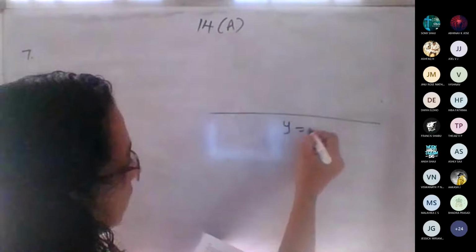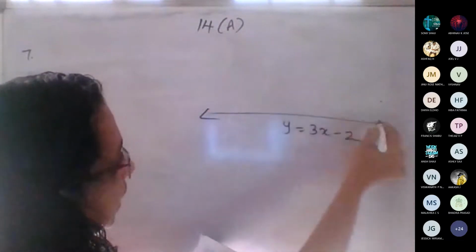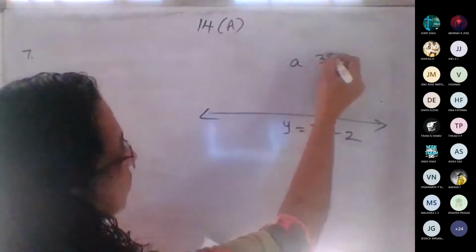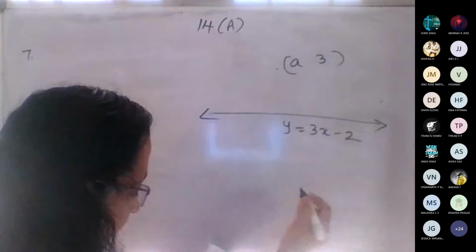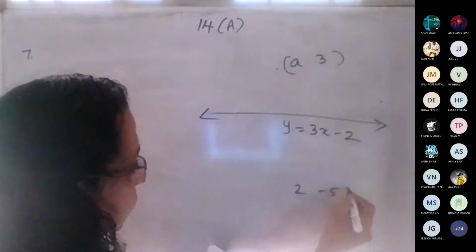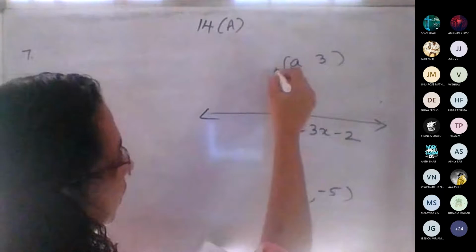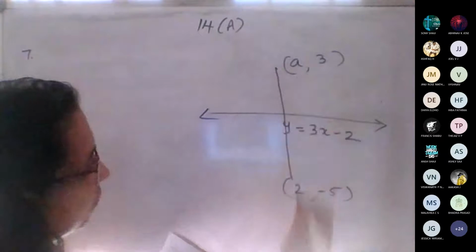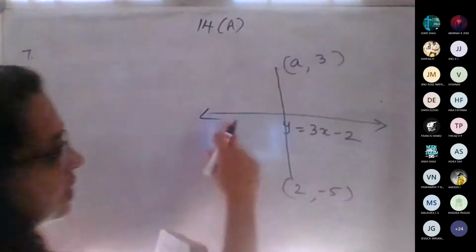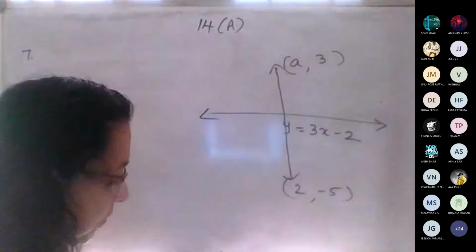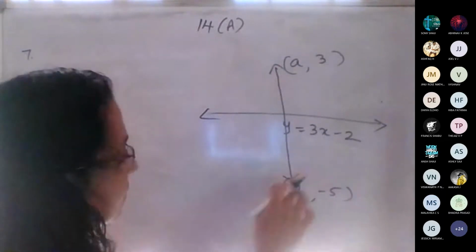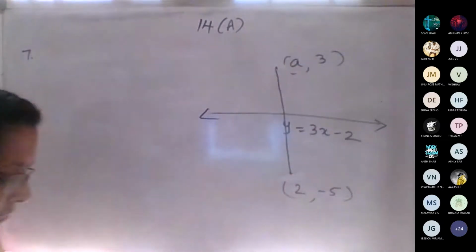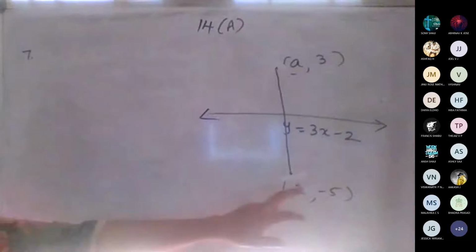The line y is equal to 3x minus 2 bisects the join of (a, 3), a point, and suppose (2, negative 5), another point. So we will have a line joining these two points (a, 3) and (2, negative 5). Then the line y is equal to 3x minus 2, another line, bisects the join of these two. So this is a line segment, the join of (a, 3) and (2, negative 5). Find the value of a.